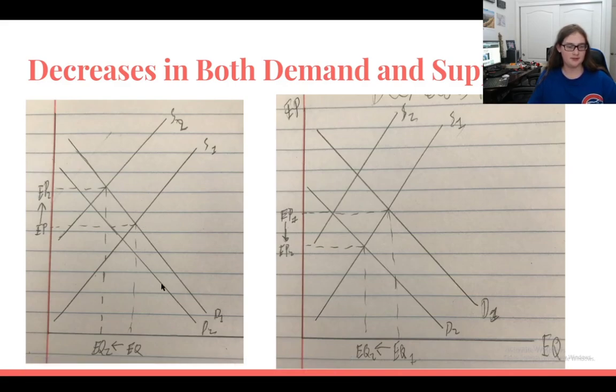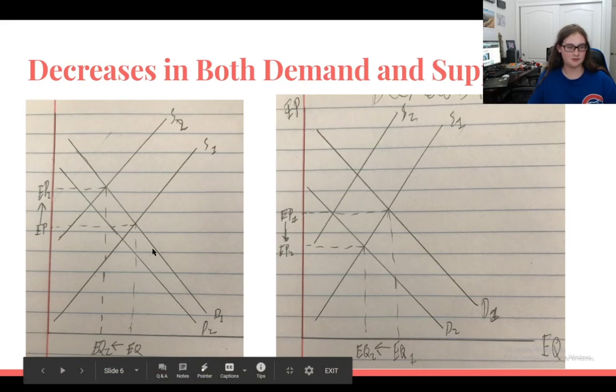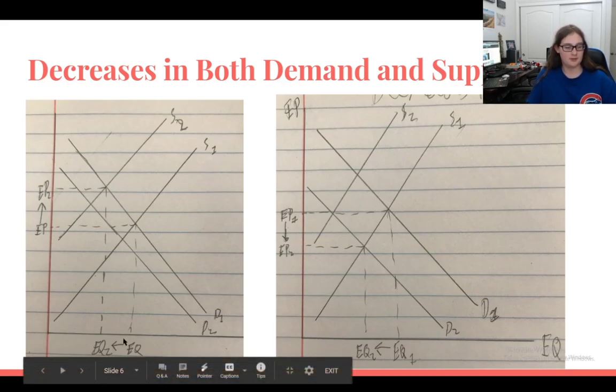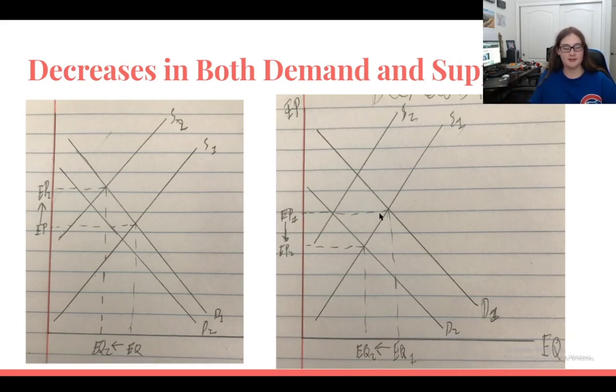So for this graph, supply decreased by a lot and demand decreased by only a little bit. So the equilibrium price shot up. It just increased a lot. But here, the equilibrium quantity decreased. Same on this graph, the equilibrium quantity decreased as well, but because the demand and supply changed at a more even pace, the equilibrium price decreased by a fair margin.